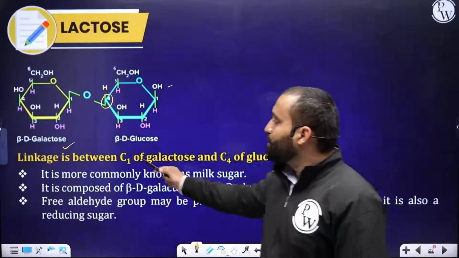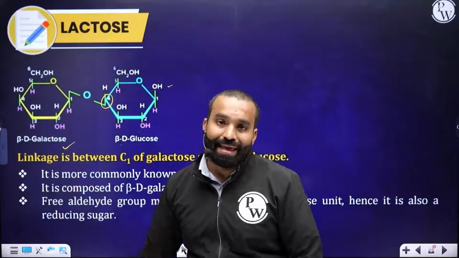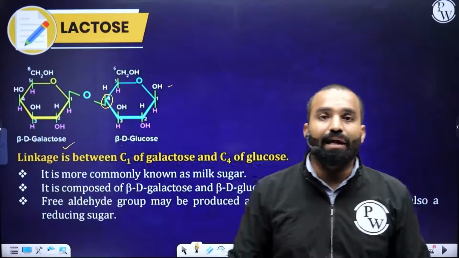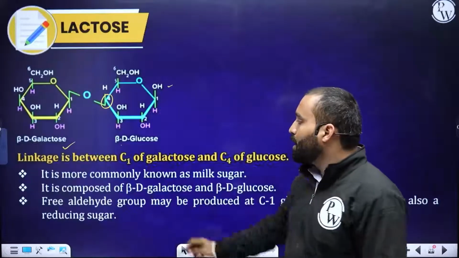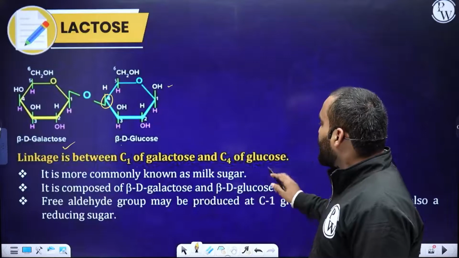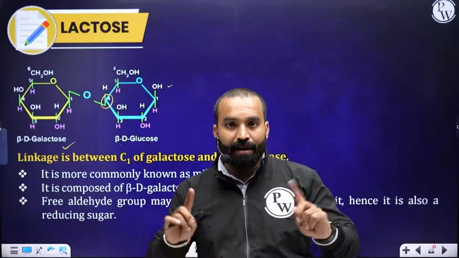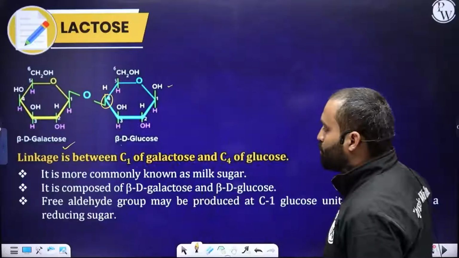So what is this? Beta D glucose, beta D galactose. They are now condensed with each other. Water removal happens and a glycosidic linkage is obtained between carbon number 1 of galactose and carbon number 4 of glucose, and both of them are beta D, galactose and glucose.